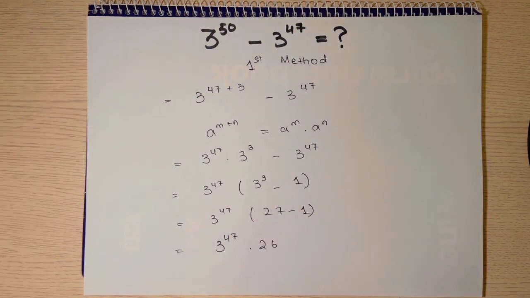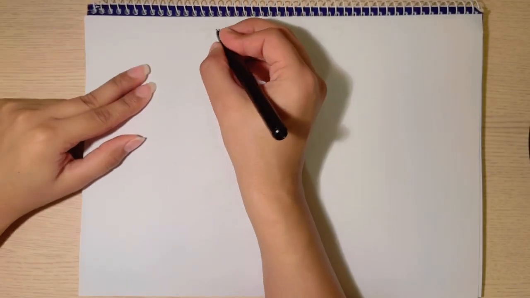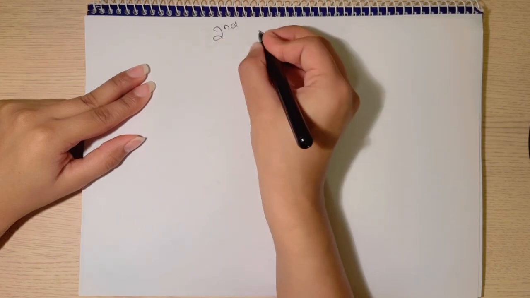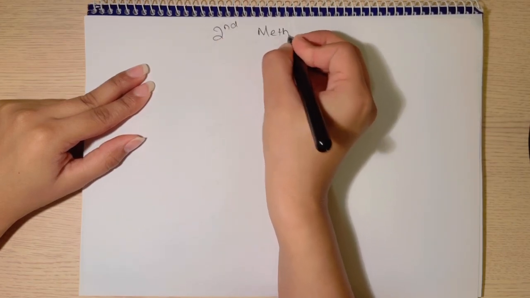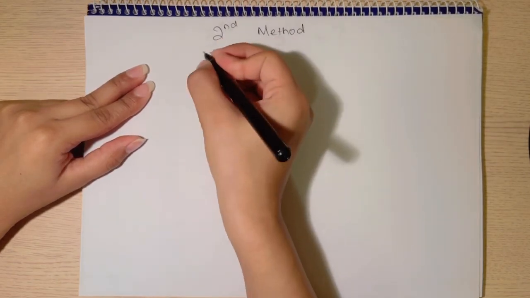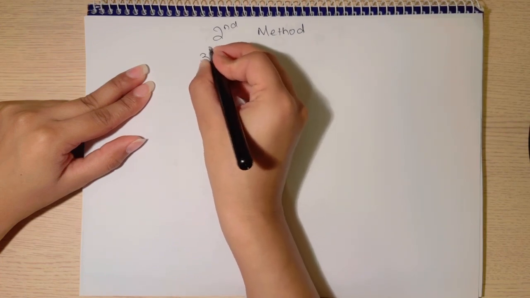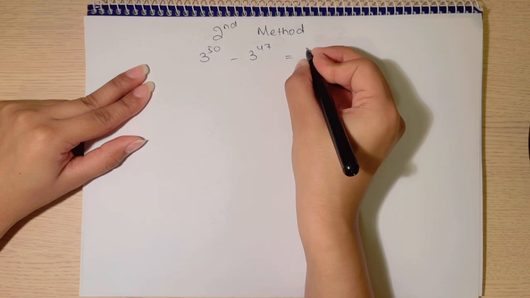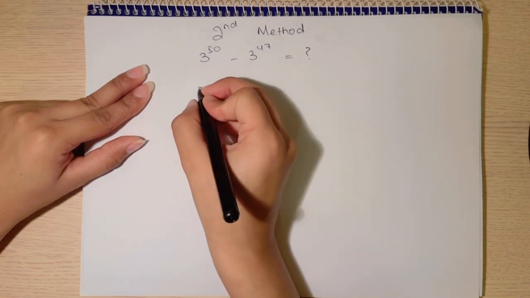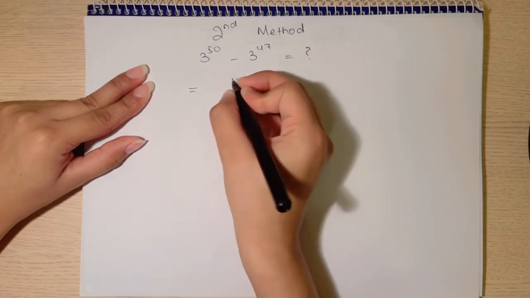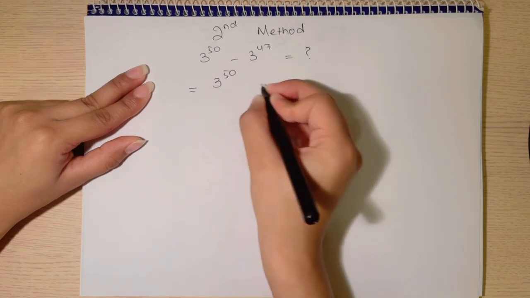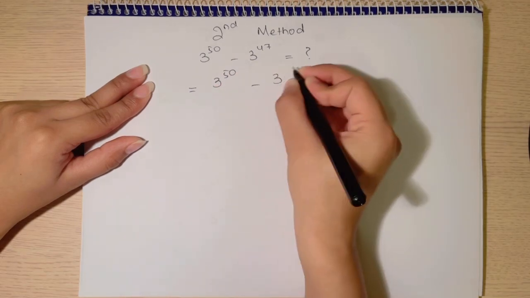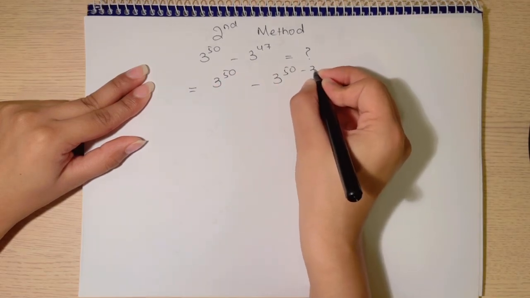And now I'm going to solve it with the help of the second method, where I'm going to subtract 3 from 50 to take 50 as a power on both of the sides. So I can write it as 3 raised to power 50 minus 47. Instead of writing 3 raised to power 50 minus 47, I can write it as 3 raised to power 50 minus 3 raised to power 50 minus 3.